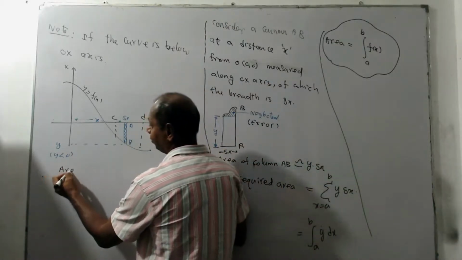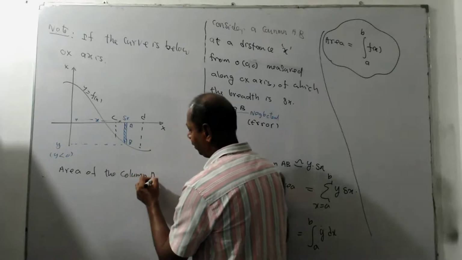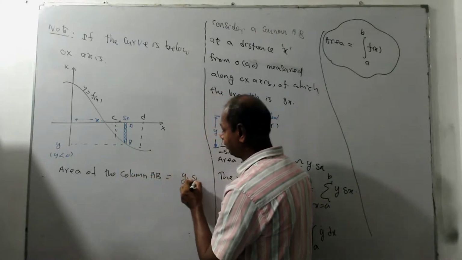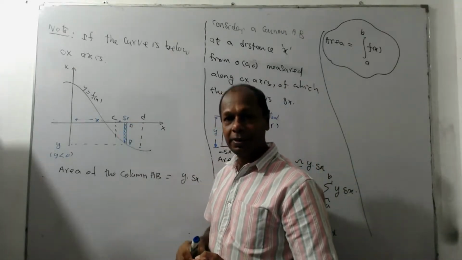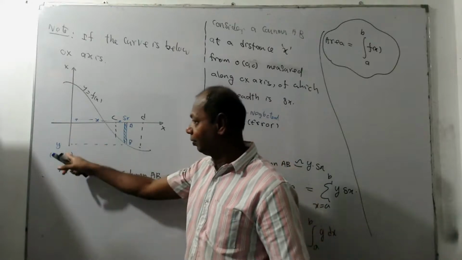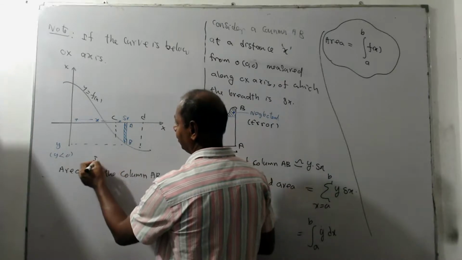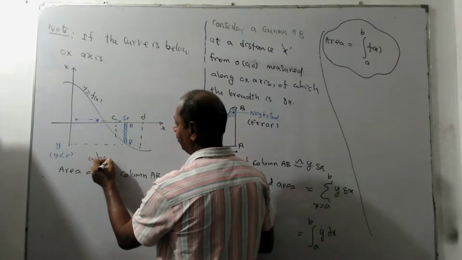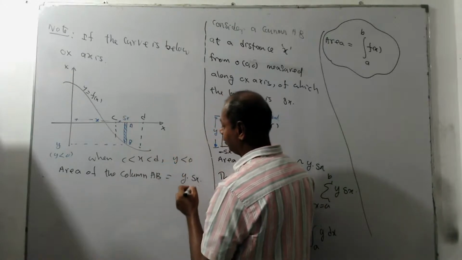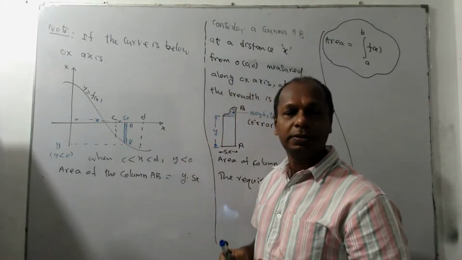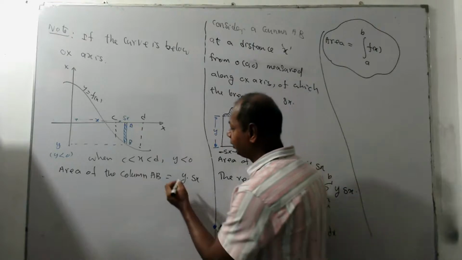Earlier we said the area of the column AB is equal to y delta x. Is it valid now? This time it is not so because y is negative. I write: when x is between c and d, y is less than 0, right? So in that case, the area of this column is not equal to y delta x. It should be equal to the negative of this.